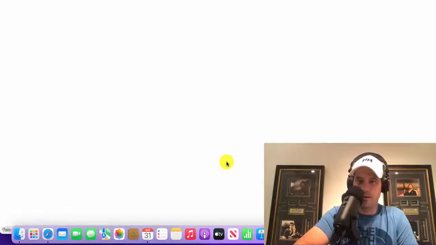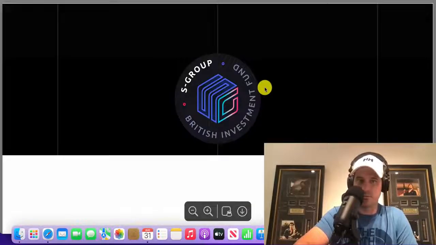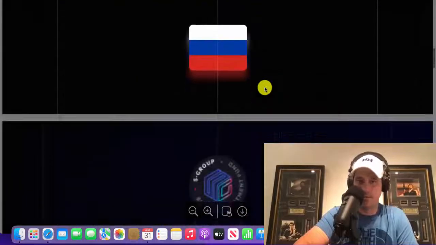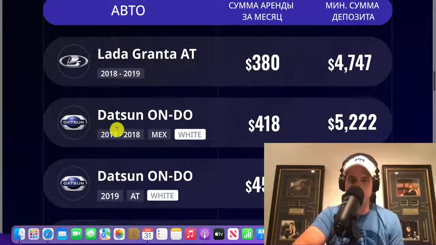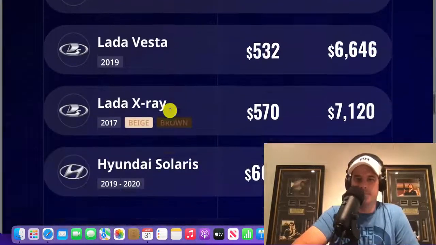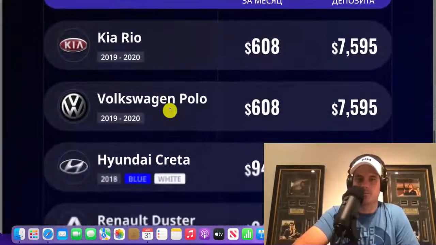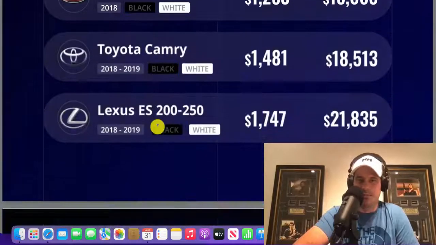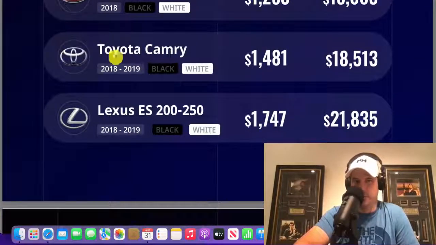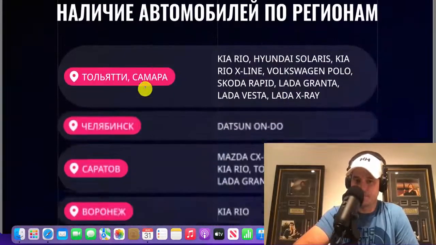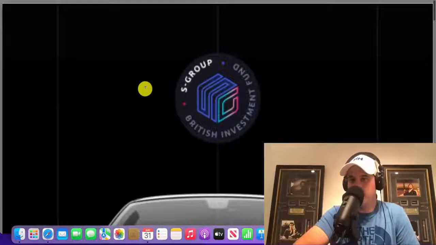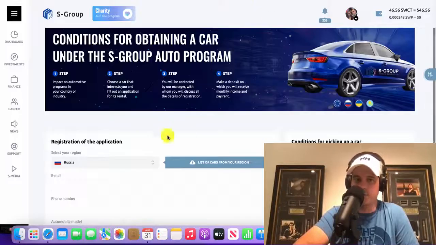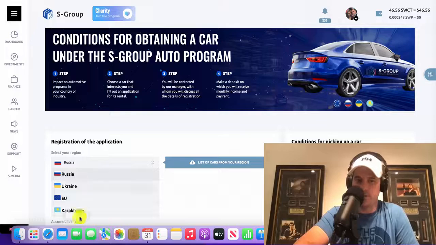Russia one here, you can see the list of cars that those Russian members can get, right? They're not anything special. I know what a Datsun is, but they're not great cars, though Volkswagens and stuff like that, a Toyota Camry, that's a pretty nice car, but they're used cars, right? So it's basically an auto program with used cars that you can pay for through your earnings through S Group. But once again, you have to be in one of these countries here.